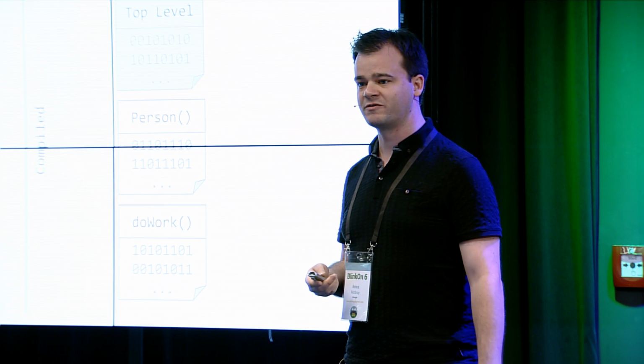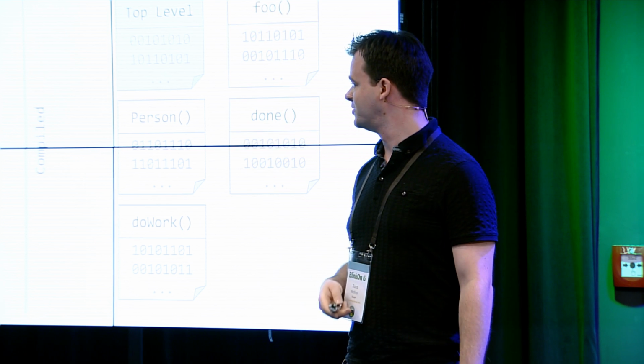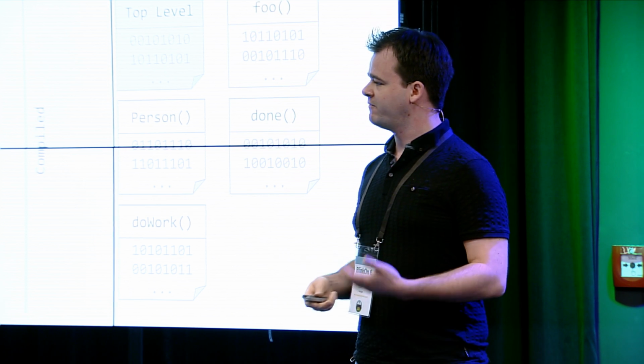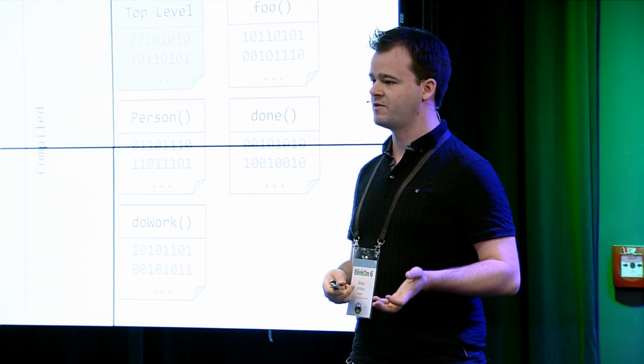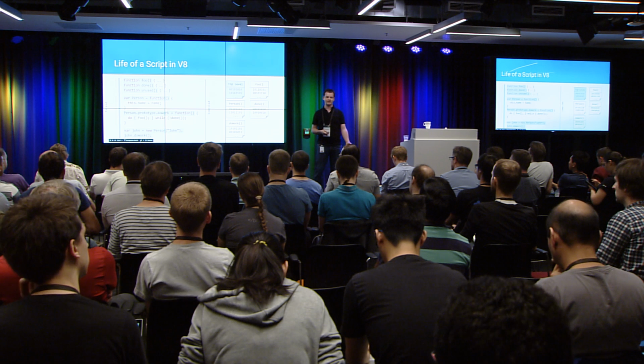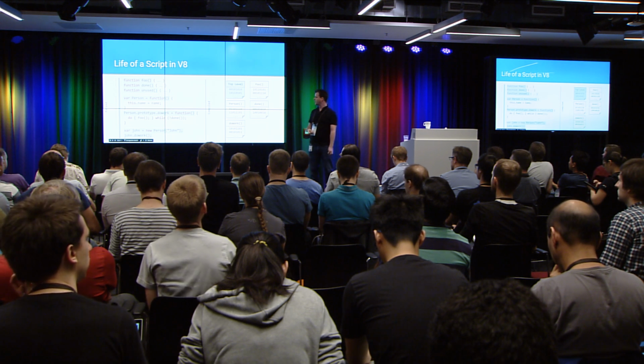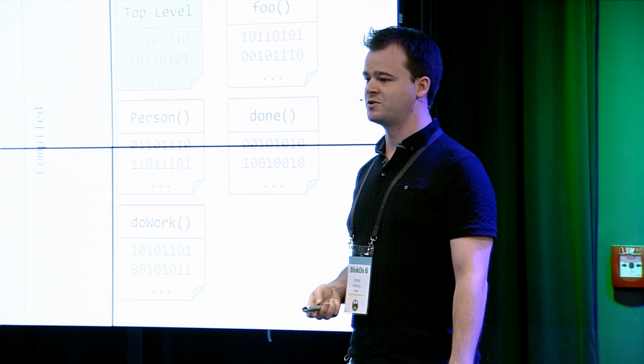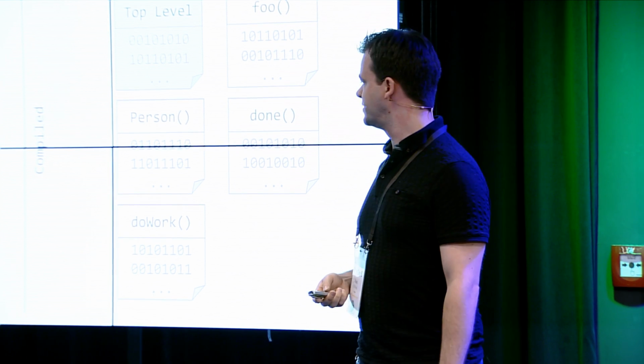We'll call this do work function, which calls foo and done. And we end up compiling the set of functions that we execute. So in this case, we've managed to avoid compiling the unused function there, and we've not generated any code for that function. So that's good. But to do that, we've effectively parsed the whole script twice.